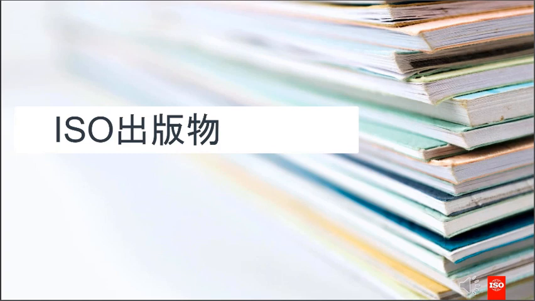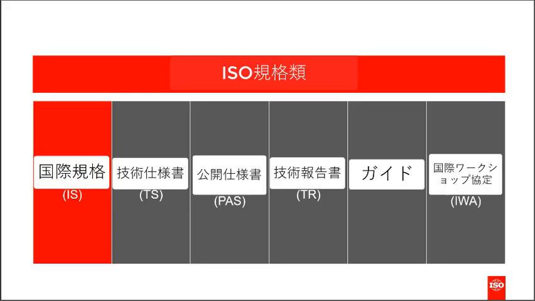ISO produces several different types of publications, also referred to as deliverables. This e-learning module explains the differences between these available deliverables and how a committee can choose the appropriate one for their content. Today, we will focus mainly on international standards, technical specifications, publicly available specifications, and technical reports. We will also talk briefly about guides and international workshop agreements.